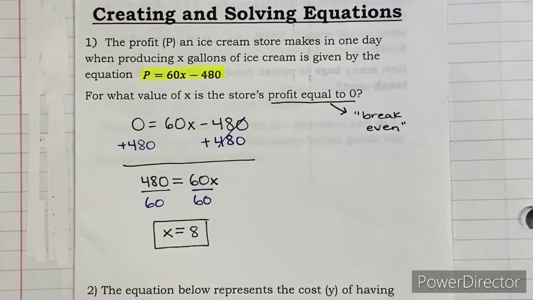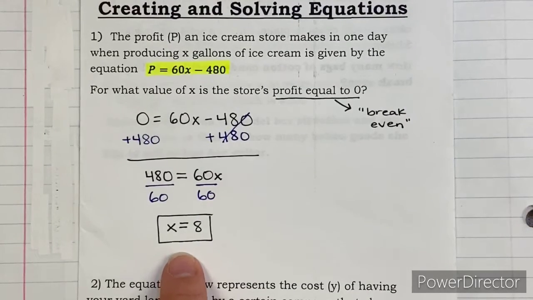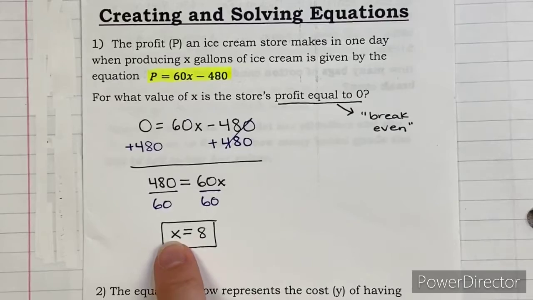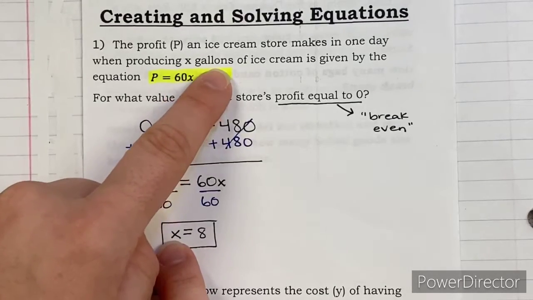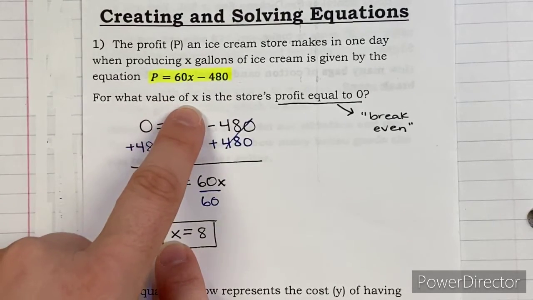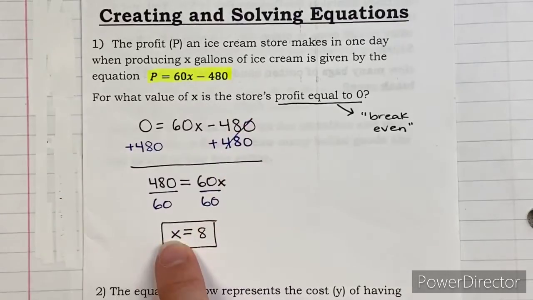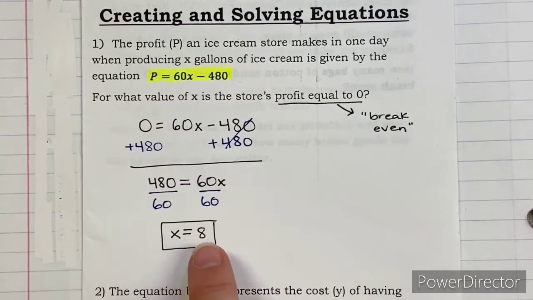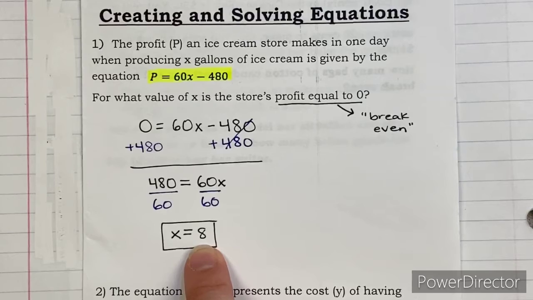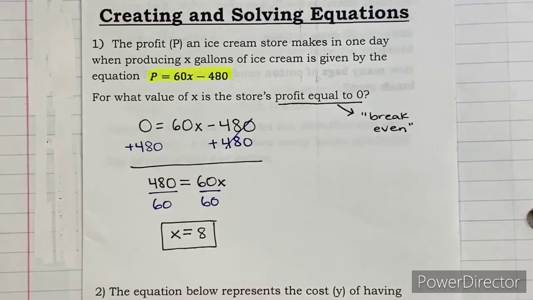But oftentimes when we're dealing with word problems, we need to actually know in context of the situation what this solution actually means. So remember, x represented gallons of ice cream, and then our question was, for what value of x is the store's profit equal to 0? So that means when this store sells 8 gallons of ice cream, or makes 8 gallons of ice cream, they will break even.